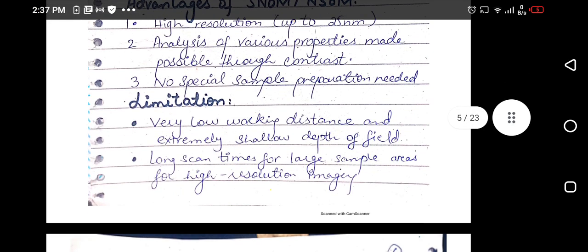There are certain limitations, such as very low working distance and extremely shallow depth of field, and long scan times for large sample areas for high resolution images.